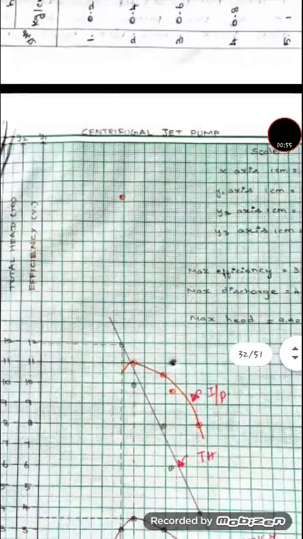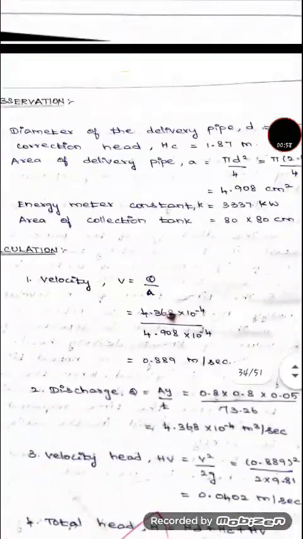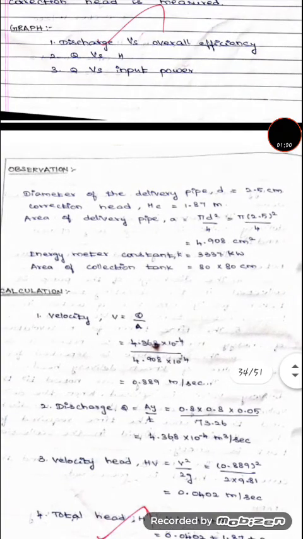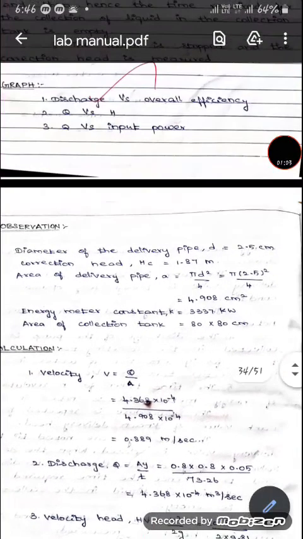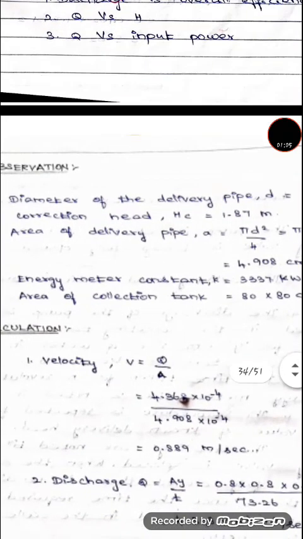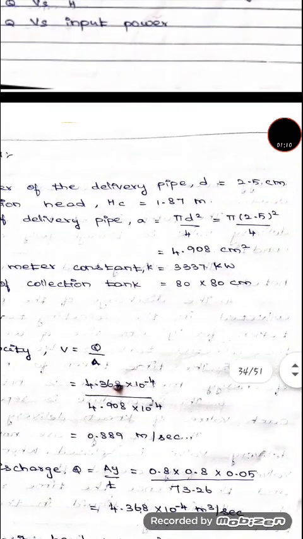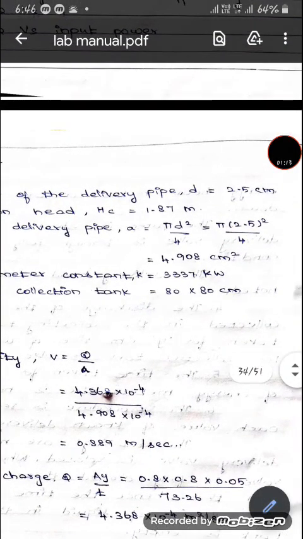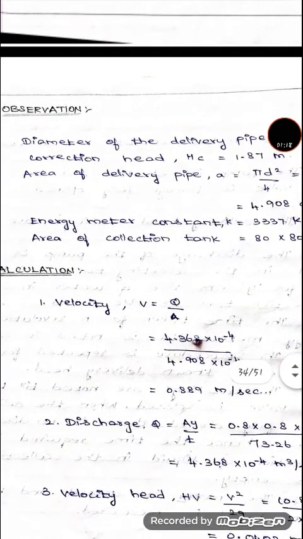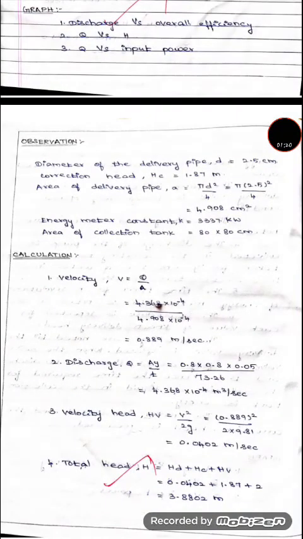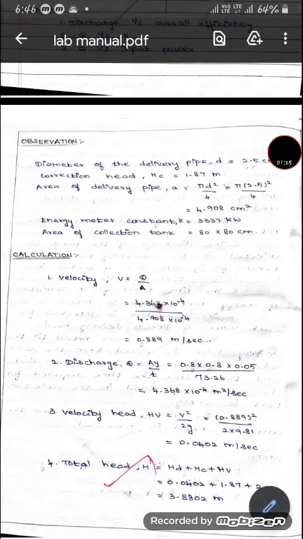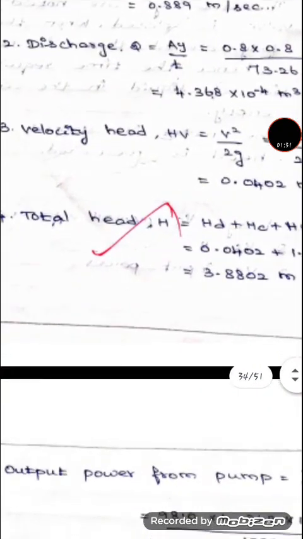And for the first reading, we will see the sample calculation. Here, in addition to that, the diameter of the delivery pipe is given as D equal to 2.5 centimeter, and the correction head H suffix C is given, and then the area of the delivery pipe has been calculated using the D value of 2.5 centimeter by the formula pi d square by 4, and then the energy meter constant K is given as 3337 kilowatts, and the area of the collection tank is given as 80 by 80 centimeter. First of all, we have to calculate the discharge.